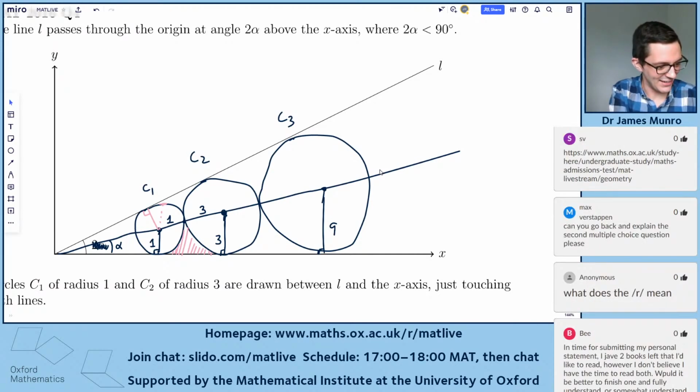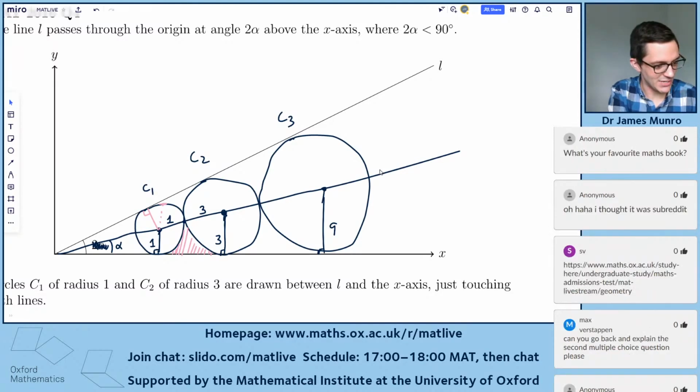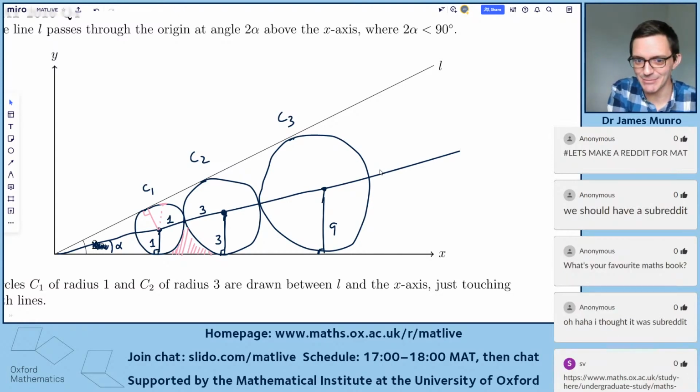Not a subreddit. Cool. And now obviously everybody wants to make a subreddit. Okay. Oxford's not responsible for the content on third-party websites, especially Reddit.